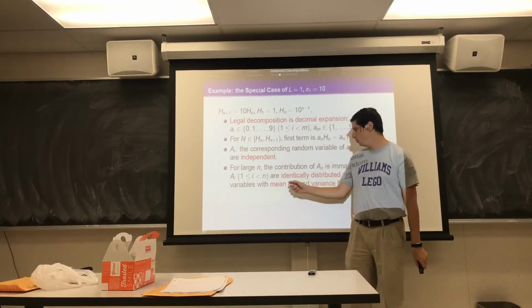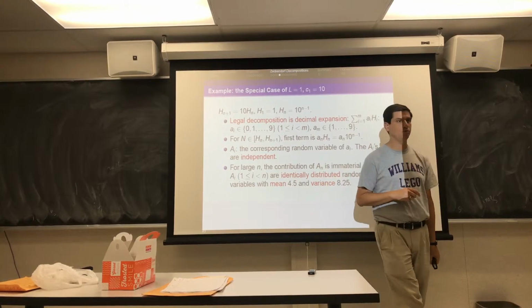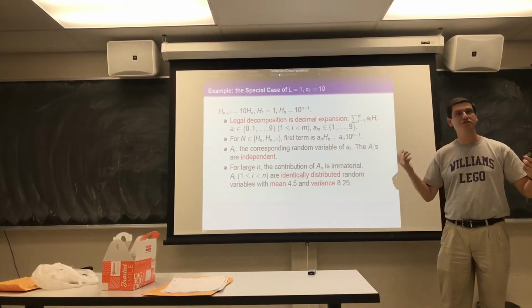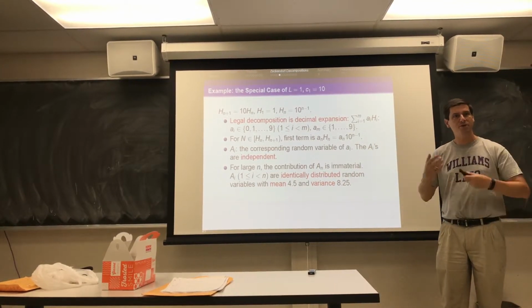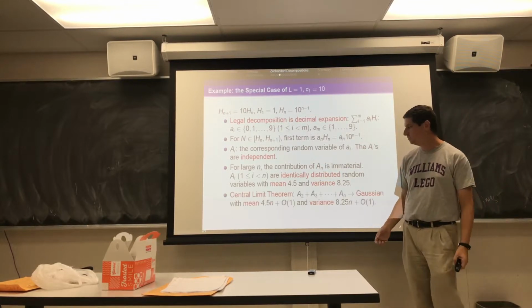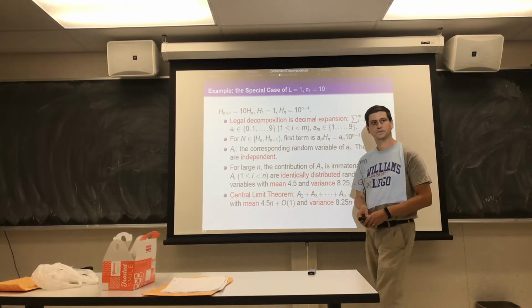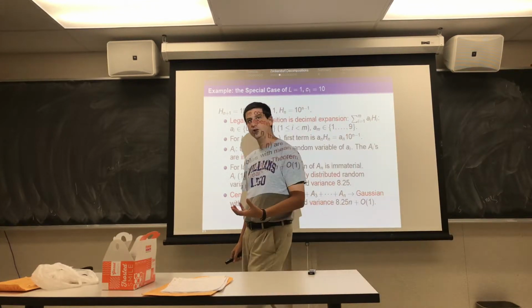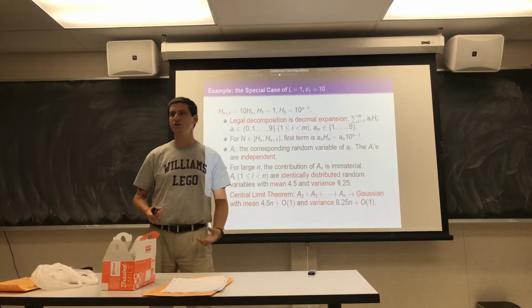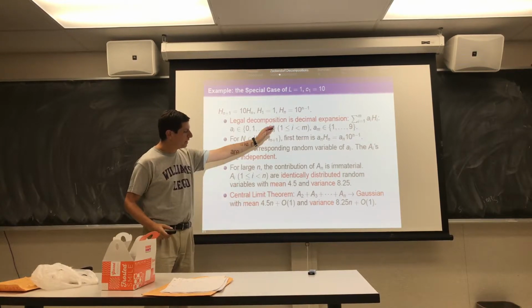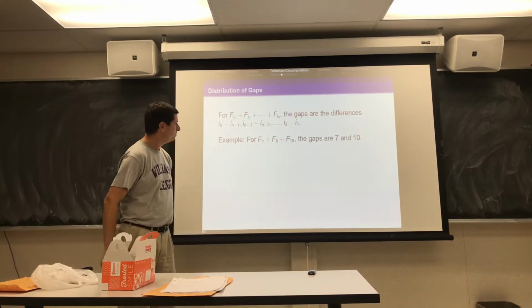Their average value is 4.5, their variance is 8.25, and then this is just the central limit theorem. I'm now summing a bunch of independent, identically distributed random variables. And so by the central limit theorem, this will become a Gaussian. So the Fibonacci result, you can actually justify it. You can get some sense of why it might be true by looking at a simpler case.